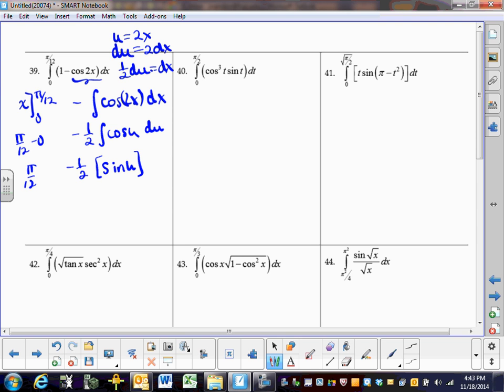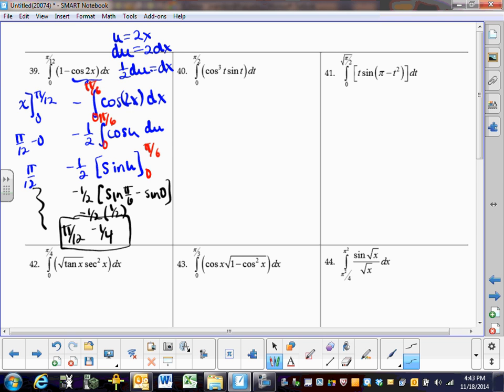But I had to change out my shoes. So 2 times 0 is 0. 2 times pi over 12 is pi over 6. So we're going from 0 to pi over 6 instead of 0 to pi over 12. So I have negative 1/2 sine pi over 6 minus sine 0. So that's negative 1/2 of 1/2, or negative 1/4. I can carry the other part down. I still have pi over 12, and now it's minus 1/4.